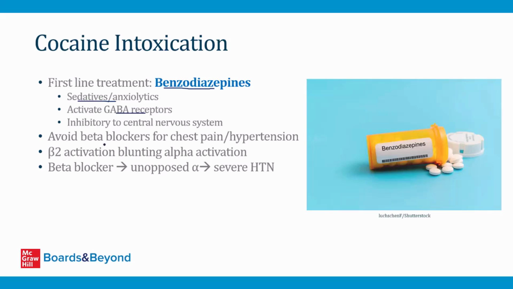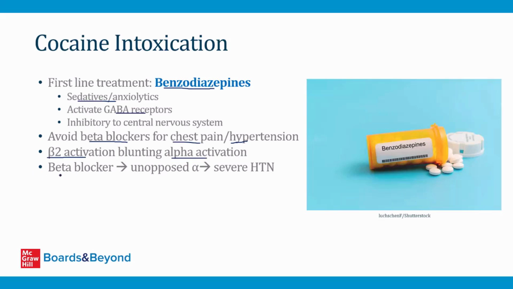Importantly, when someone has cocaine intoxication, you want to avoid beta blockers for chest pain and hypertension. Now, we often give beta blockers to patients who have unstable angina and chest pain, but you don't do that in cocaine intoxication. The reason for this is that when a person has cocaine intoxication, their beta-2 receptors in the periphery are being activated, and this is a good thing because those receptors cause vasodilation, and this blunts some of the alpha receptor activating effects of cocaine.